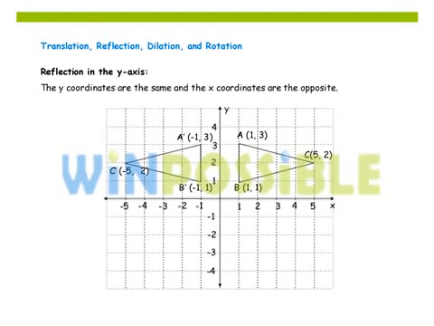For a reflection in the y-axis, the y-coordinates are the same and the x-coordinates are the opposite. So to reflect triangle ABC in the y-axis, A and A prime will have the same y-coordinates, 3 and 3, B and B prime, 1 and 1, and C and C prime, 2 and 2. It's the x-coordinates that change this time, because this figure is moving to the left. So 1 becomes -1, 1 becomes -1, and 5 becomes -5.